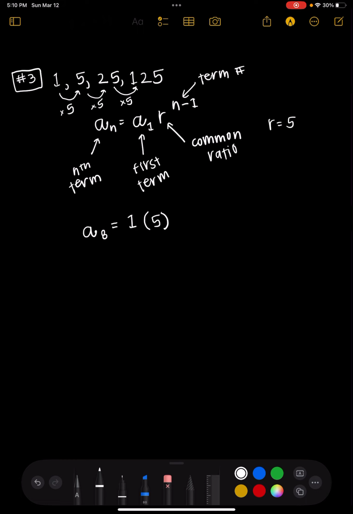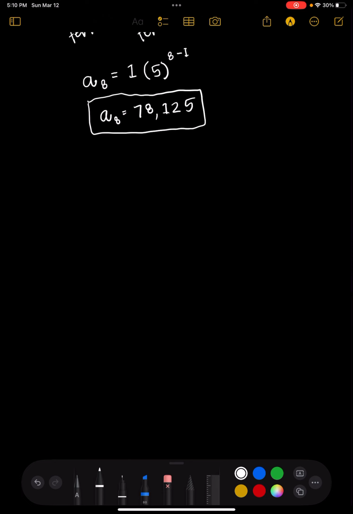Now, because we're finding the 8th term, our n is 8, so it's going to be 8 minus 1 up here. And then we plug that into a calculator, which would give me that the 8th term is equal to 78,125. So once again, you could potentially continue this pattern on until you have 8 numbers. And because 8 is a smaller number than the 23 that we were doing for the arithmetic sequence, it might go a little bit faster if you did it that way. But I do want to give you the option of using this formula, just in case you're asked to give a bigger term number. Okay, let's go to that 4th example.